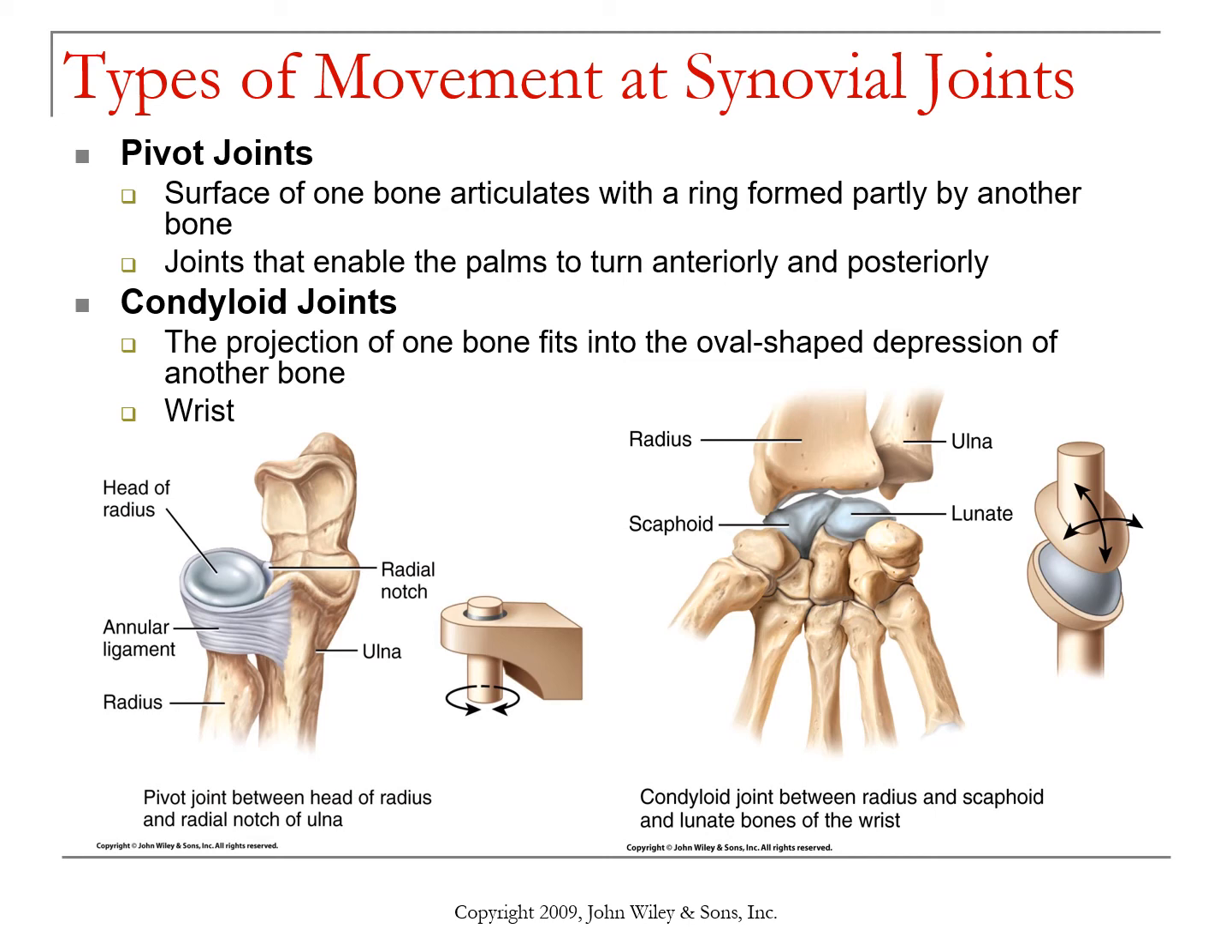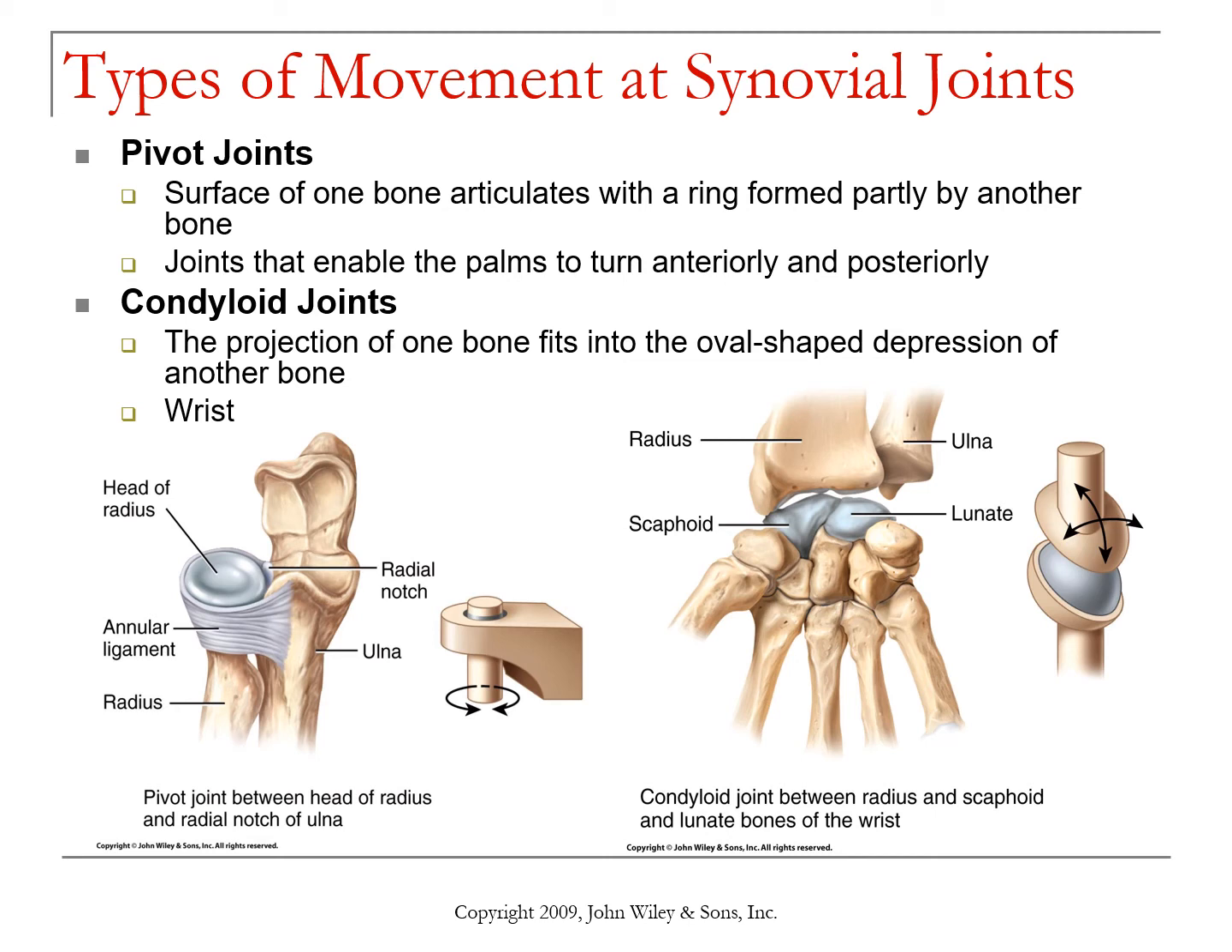An example is given here on the bottom left diagram, where the head of the radius fits into the annular ligament of the ulna, allowing the radius to rotate on its longitudinal axis. This is responsible for supination and pronation of the forearm.